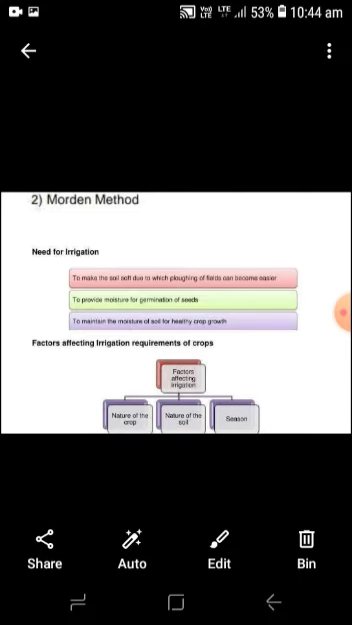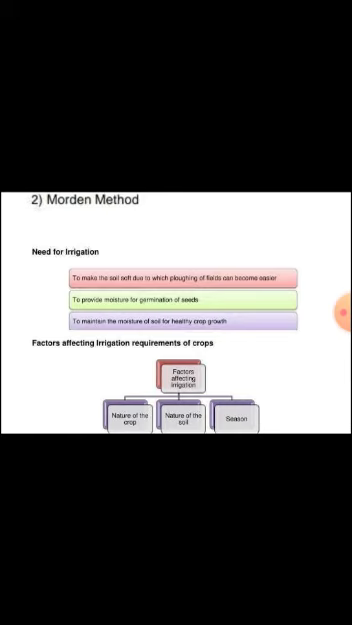Irrigation in a crop field depends on different factors. The factors affecting irrigation are the nature of the crop, the nature of the soil, as well as the season. The nature of the crop means there are different kinds of crops grown in the crop field, such as paddy, kharif crops, wheat, and maize, and different plants need different amounts of water. For example, paddy crops need a large amount of water, but wheat plants, which are grown in the rabi season, need a small amount of water.